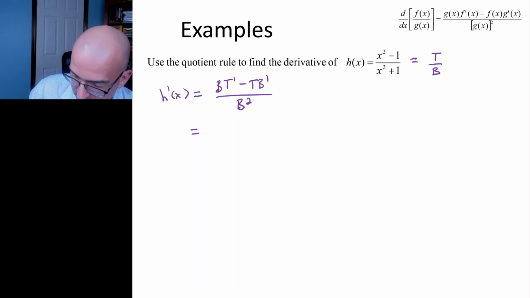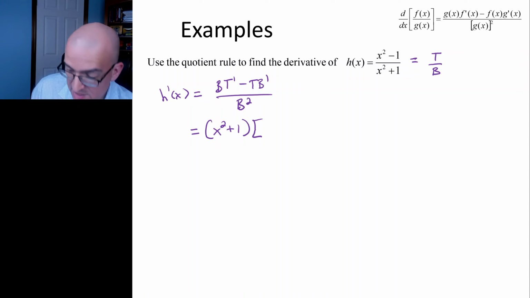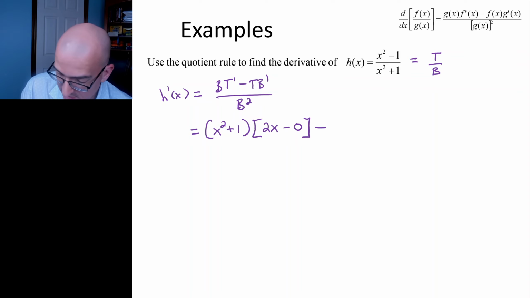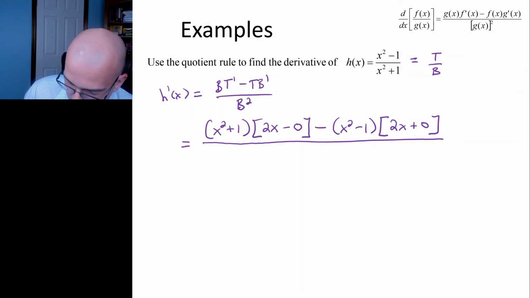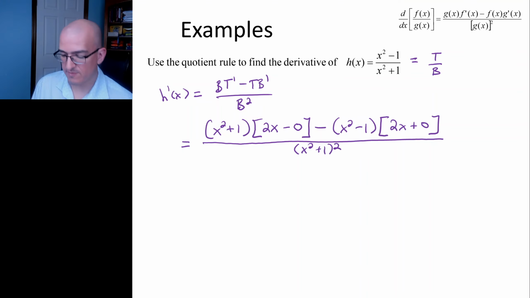So the bottom function is x squared plus 1. T prime, the derivative of the top, derivative of x squared is 2x. Derivative of 1 is 0 since 1 is a constant, minus t, so x squared minus 1, times b prime, derivative of x squared plus 1 is 2x plus 0, all divided by b squared. X squared plus 1 all squared.